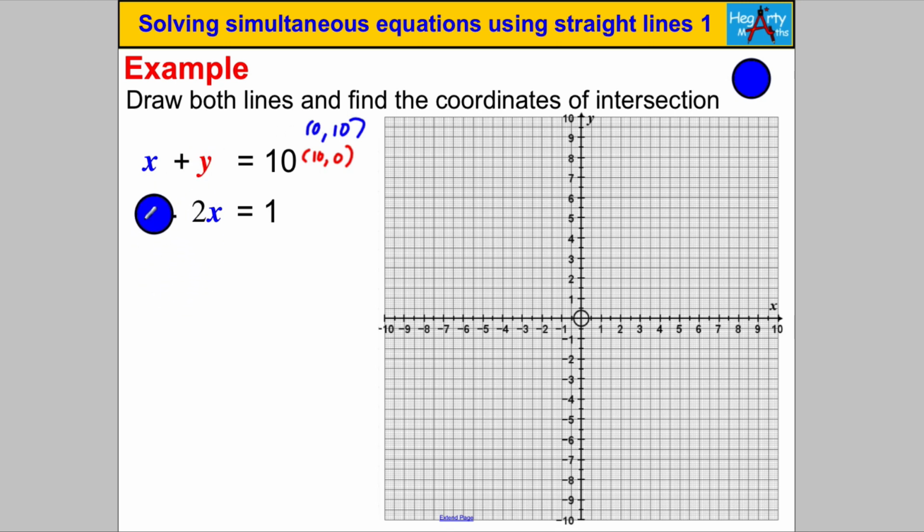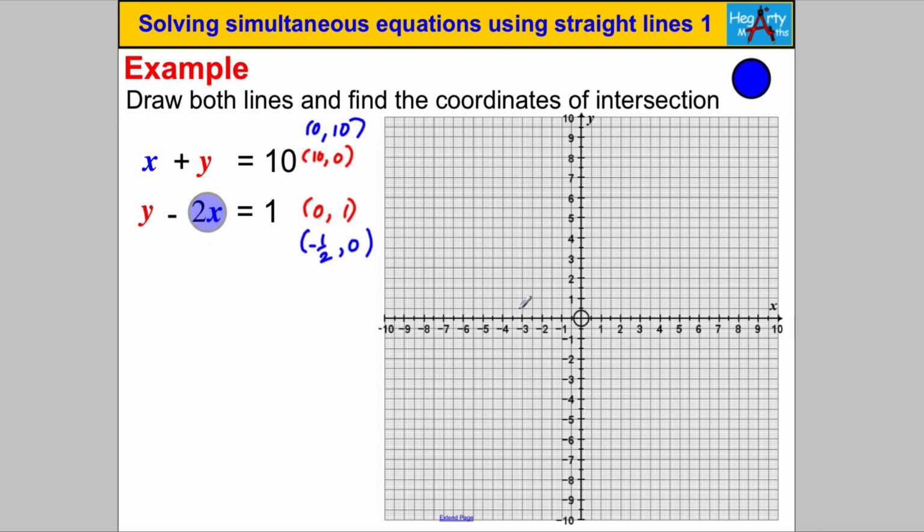Now let's let y be 0 here, and be really careful here. When y is 0, negative 2x is going to be 1. Divide by negative 2, we'll get negative a half. And here, if we let x be 0, y will be equal to 1. And we've got our coordinates to draw.